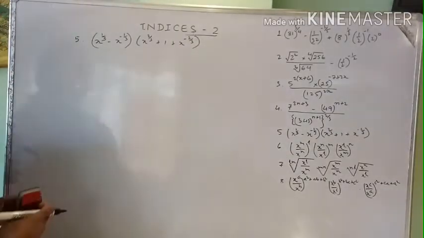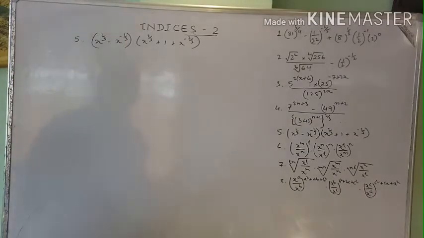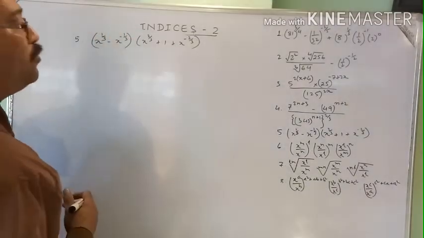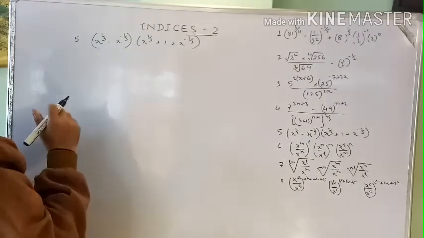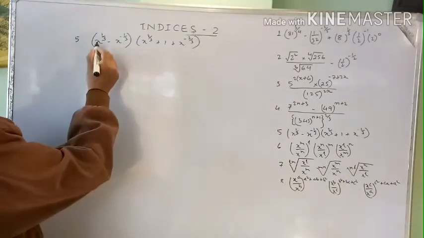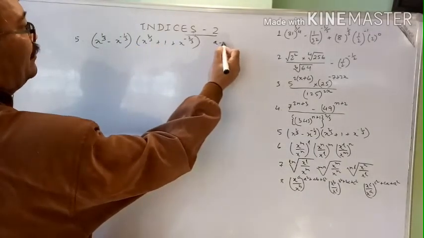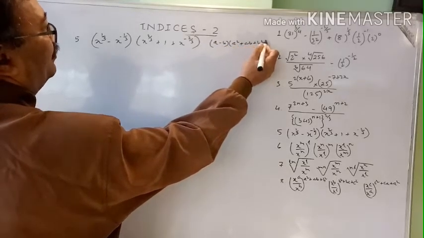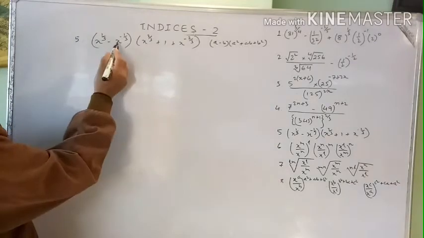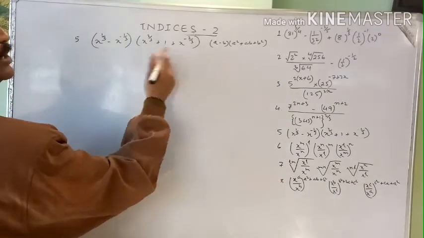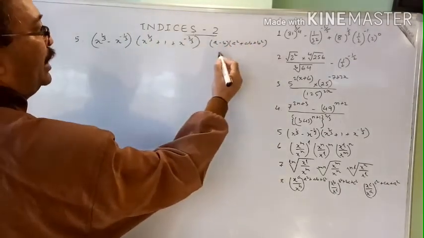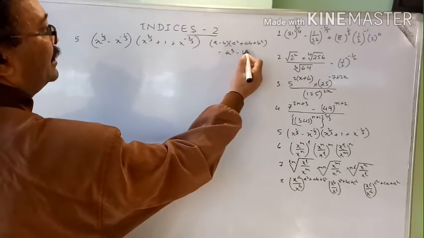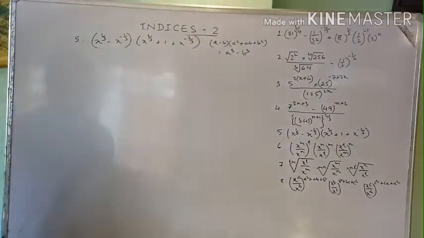Now this one, okay, you can directly multiply or you can use the formula, because it is in formula form. If you look carefully, this is in the form a minus b into a square plus ab plus b square. So this is a minus b, this is a square plus ab plus b square. This is in this formula form, and you know this will give you a cube minus b cube. That is the formula of a cube minus b cube.